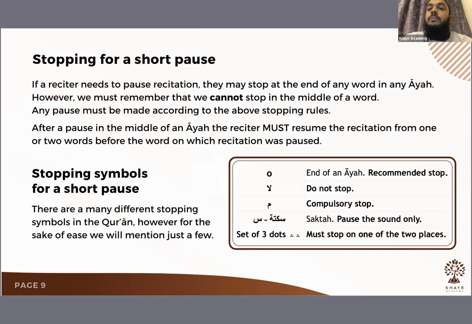Yeah, that's done. And we should remember this: after a pause in the middle of an ayah, the reciter must resume the recitation from 1 or 2 words before the word on which recitation was paused. Example for that, I have to go in the middle of the Quran and show you a long verse. Okay, so imagine you're reading and you stopped in the middle. You didn't stop in a circle, you stopped in the middle. So just for the meaning not to break, we have to go back 1 or 2 words, and we read it. I will show you that now, inshallah, and so I don't miss it.